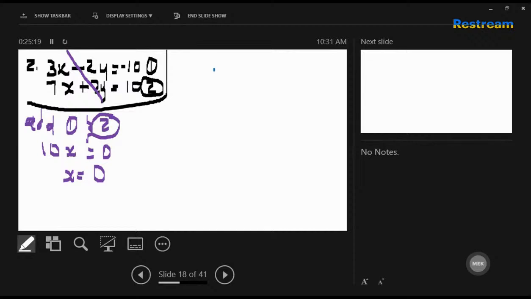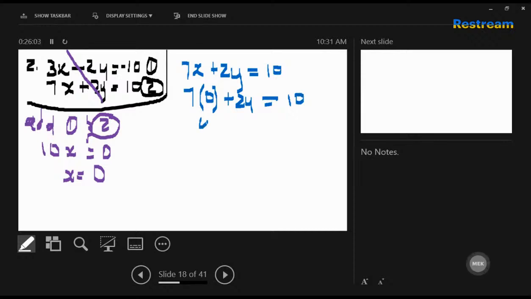So now we can find y. So we're going to substitute 0 for x in either one of the equations. So let's use the second equation. So whichever equation you're using to substitute, write that equation so that the examiner knows what you're doing. So now we're going to put in the value of 0 where x is. So that would be 7 times 0 plus 2y is equal to 10.